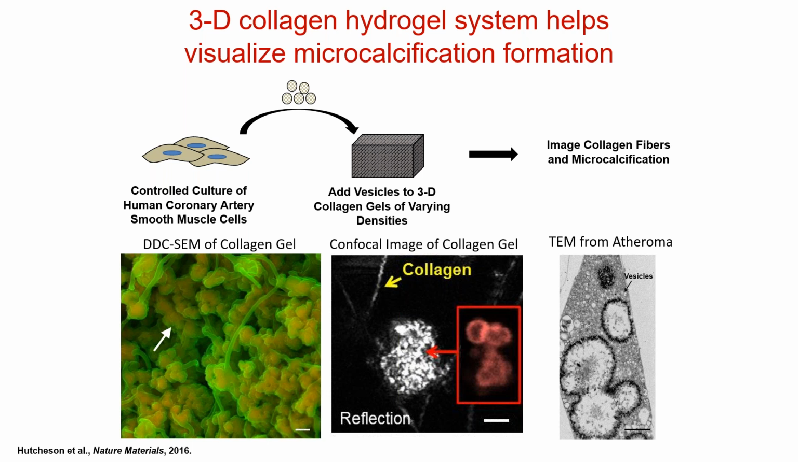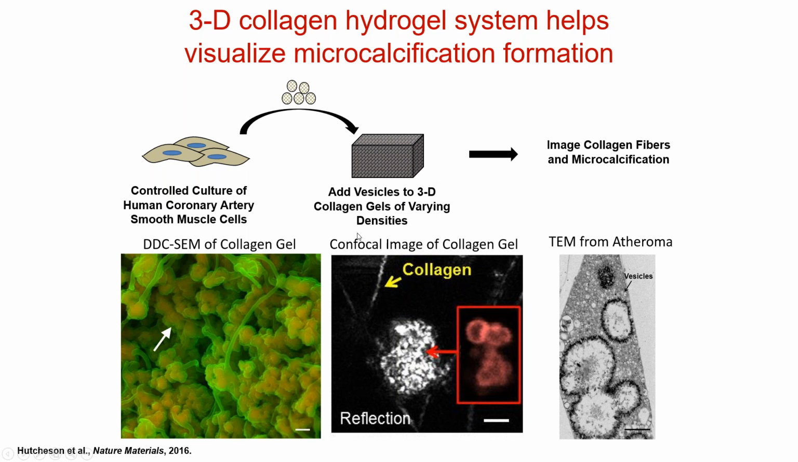in vitro. But instead of using the cells themselves to try to understand how the mineral grows from these vesicles, we took the vesicles away from the cells, put them in these collagen hydrogels, and then looked to see if we could image over time the calcification formation and understand perhaps even the difference between microcalcifications versus large calcifications if we had a controllable system. So we were really excited when we did it.